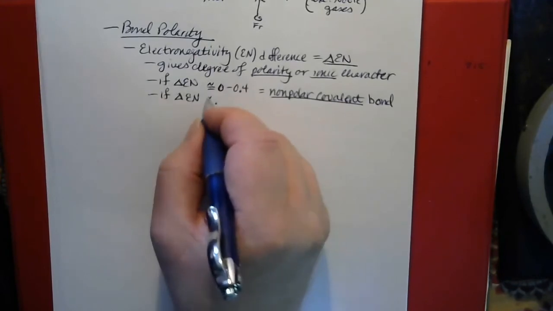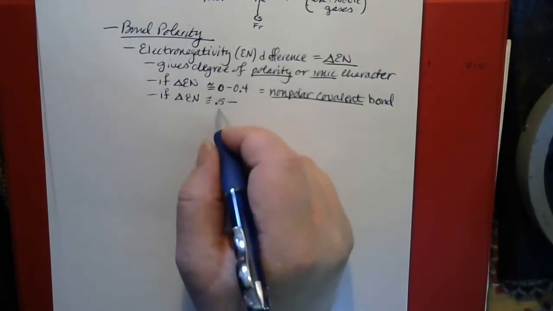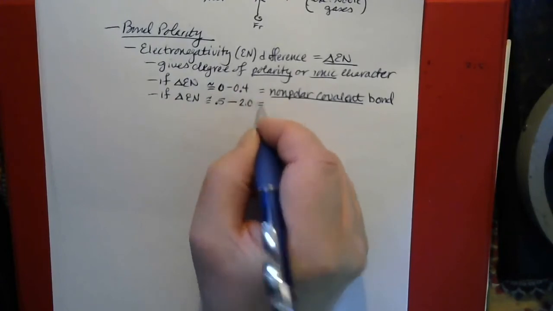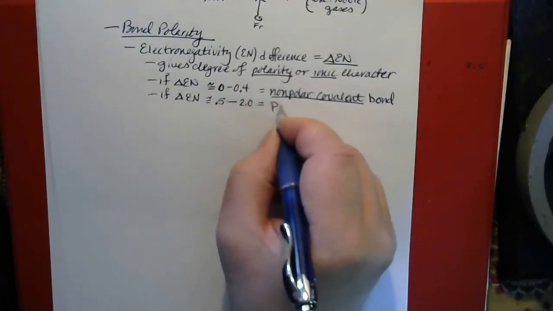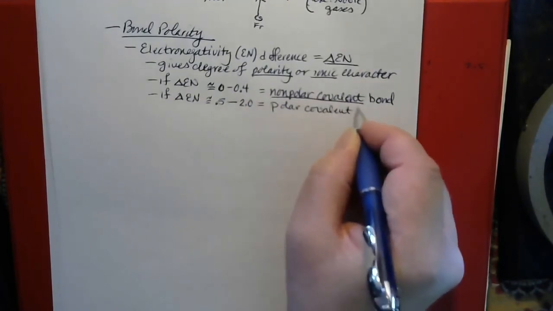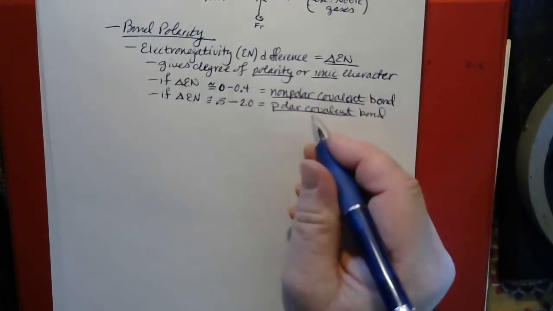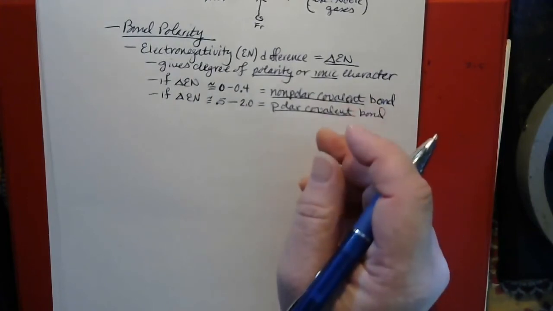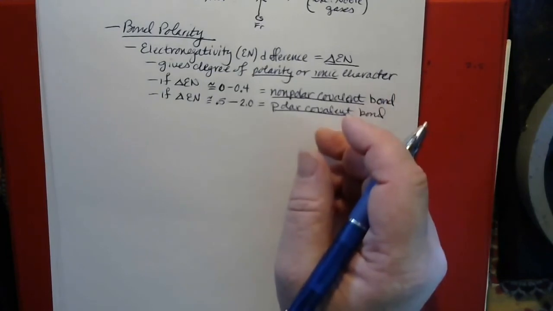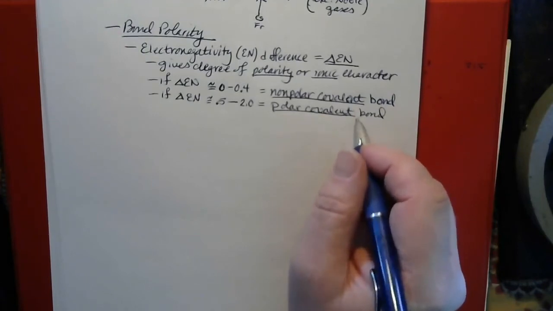If the difference in electronegativity is anywhere from about 0.5 up to 2.0, then this would be considered a polar covalent bond. And this would be things like the bonds in H2O, or the bonds in HCl. Those would be polar covalent bonds. And that's an unequal sharing of electrons.